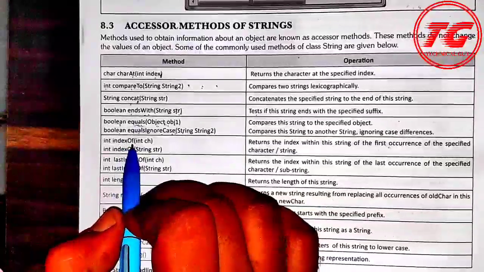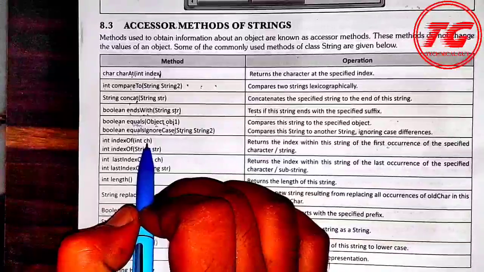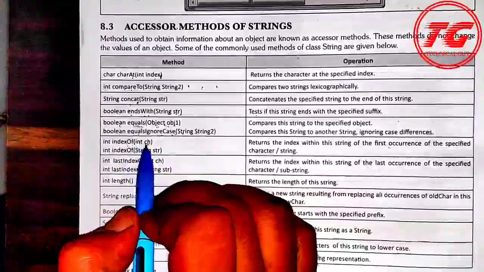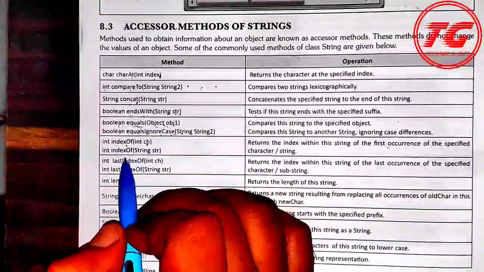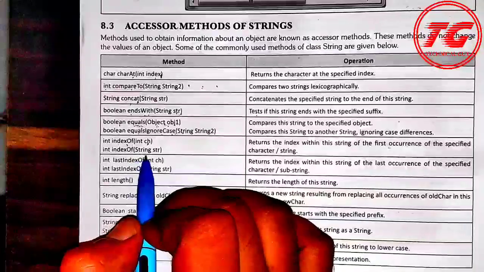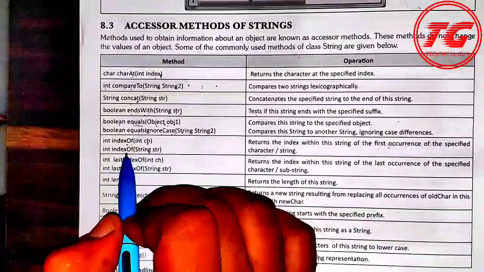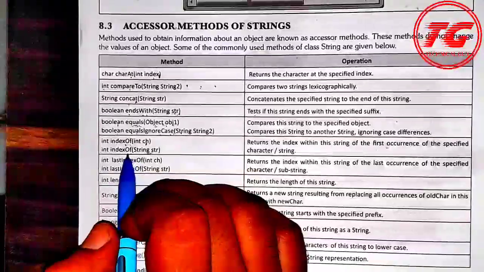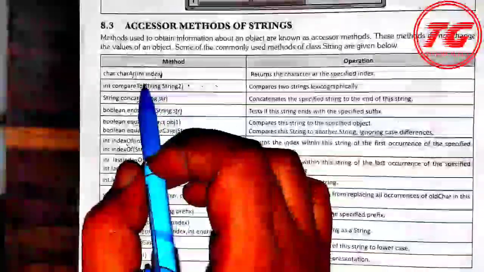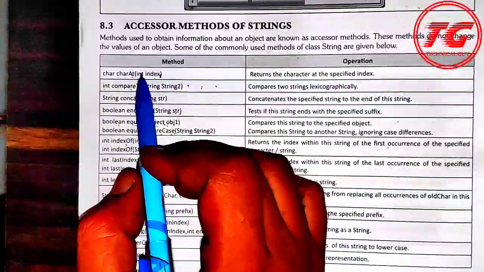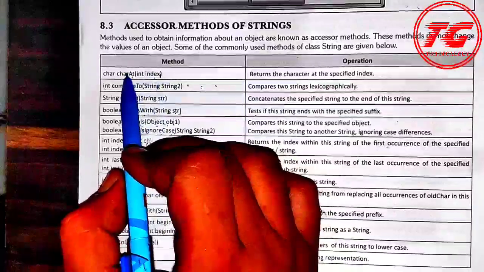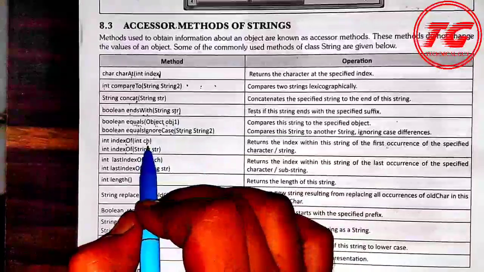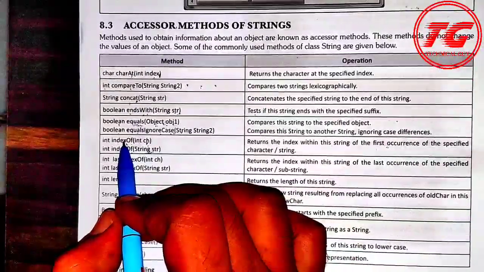Next we have the indexOf method, and here we will give a character. It will check this character and return the index of the given character in the string. Or you can also find the index of a substring from the given string. So these two methods will return you an index. Like in the charAt method, given an index it will return a character, but in the indexOf method, using a character it will return its index value in the string.